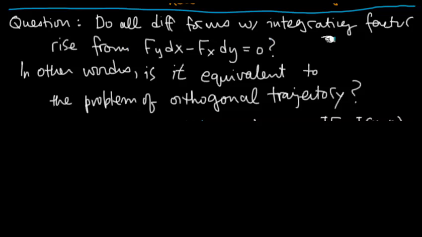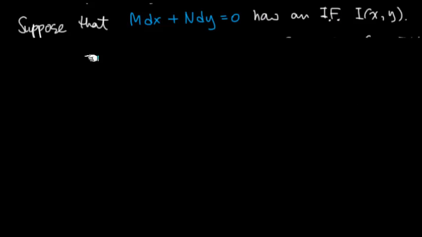So, thinking about the existence of an integrating factor: if the answer to this question is yes, that makes the problem of orthogonal trajectories, namely the existence of this orthogonal family, equivalent to the existence of an integrating factor of M dx and N dy. So let's start like this.